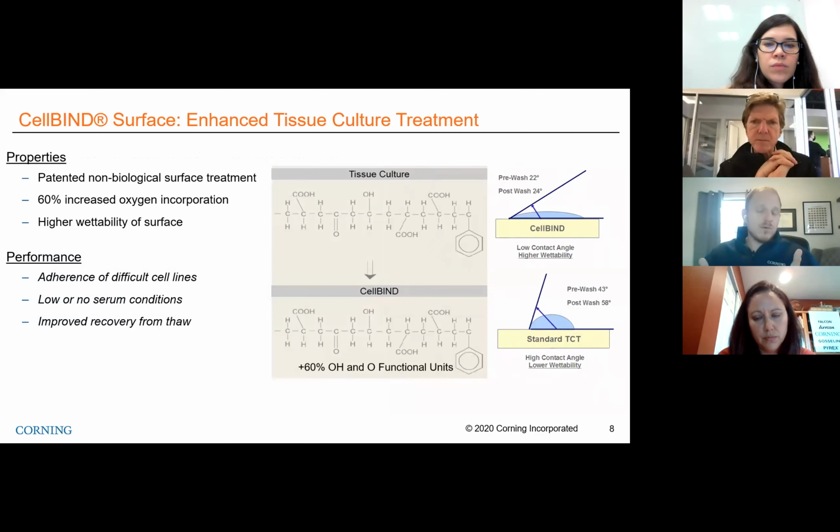One more advanced treatment of polystyrene plastic is Corning's cell-bind surface. So this is very similar to tissue culture treated vessels, but it has about a 60% increase in the oxygen functional groups that are introduced into the polystyrene plastic. And the reason why I mention this is because the cell bind treated surface can be ideal for difficult to adhere cell lines or cell lines that need to be grown under low or no serum conditions. And then we've also seen improved recovery from thaw using cell bind compared to your standard tissue culture treated vessels.